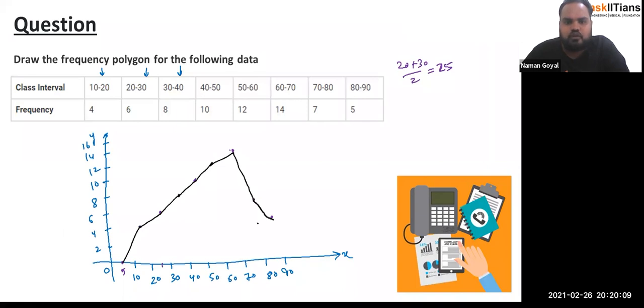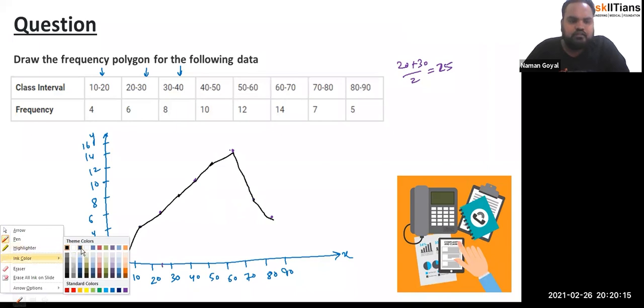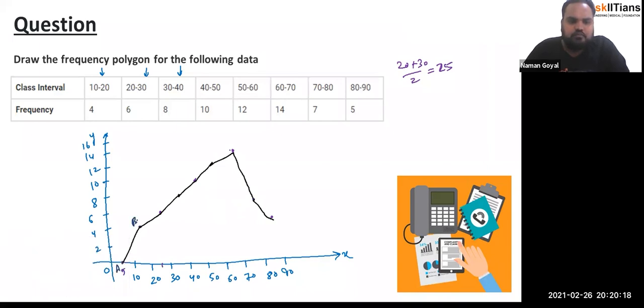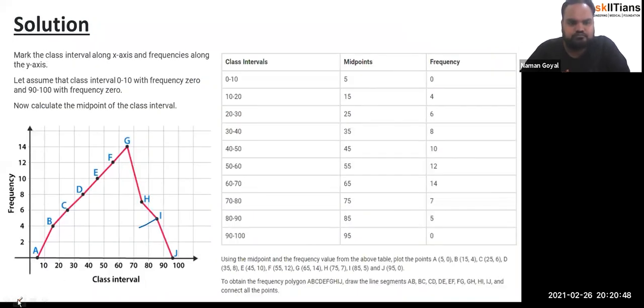If you use proper graph paper, then you can get the correct answer. You can name these points A, B, C, D, E, F, G, H and I. Let me show you the proper one. We got the same, right? If you want to complete it, you can extend from 90 to 100 with frequency 0, so it becomes 0 at 95.